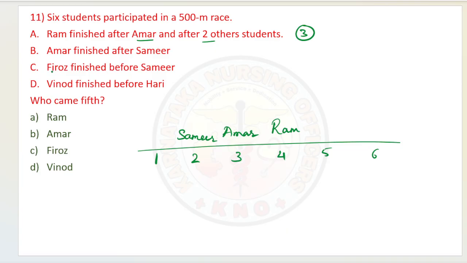And from the third statement, Firoz finished before Samir. So Firoz is in first place. And the last statement, Vinod finished before Hari. So Vinod is in fifth place and Hari is in the last place. So who came fifth according to this data? Vinod, right? So option D, Vinod, is the correct answer.